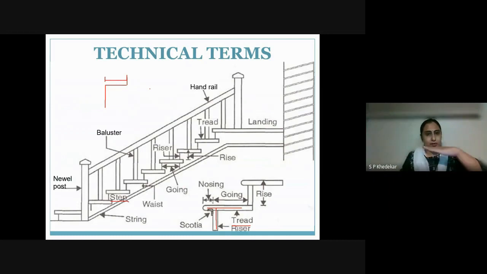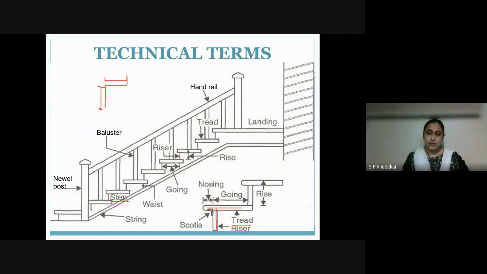In the same way as we have a horizontal part, we have a vertical part, with the means of which we go from one floor to another, because we rise with the help of this vertical part, and hence it is called a riser. So horizontal part tread, vertical part riser.